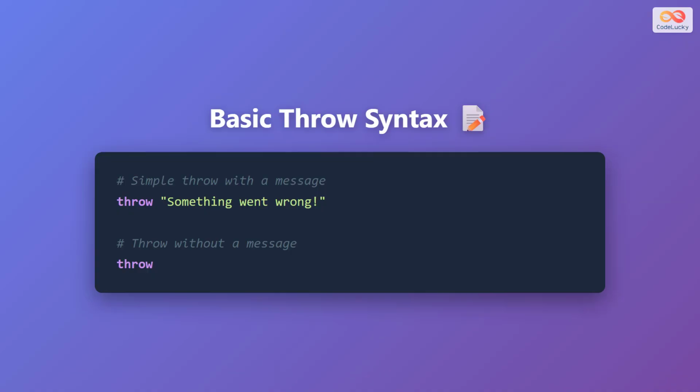The syntax for throw is extremely simple. You can use throw followed by a message in quotes, like throw "Something went wrong!". You can also use throw without any message at all, which will simply stop execution. When you throw an error with a message, PowerShell displays that message to help identify what went wrong.